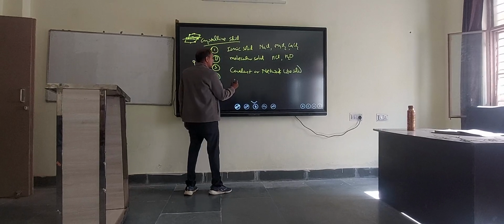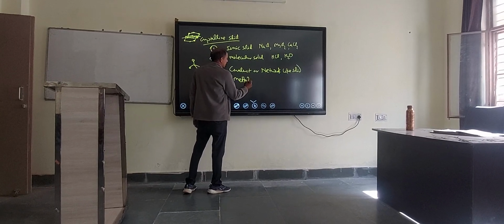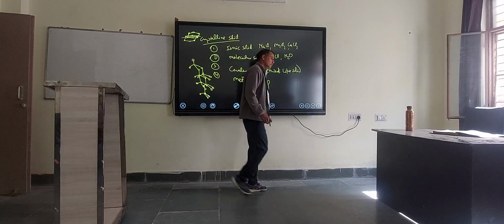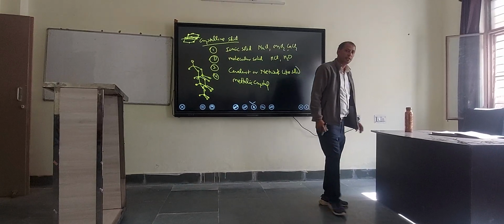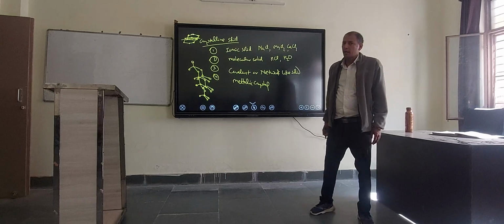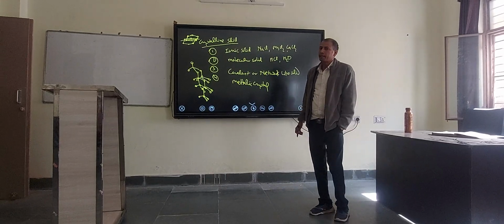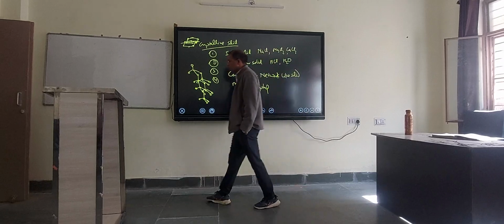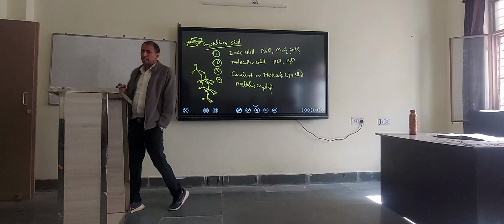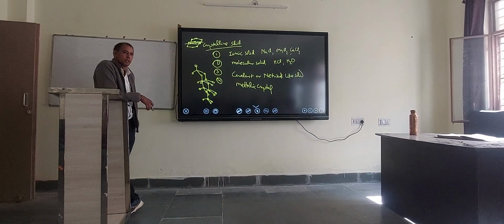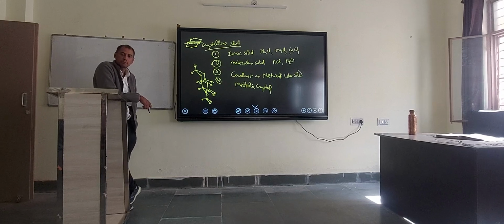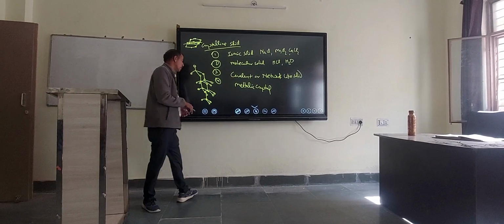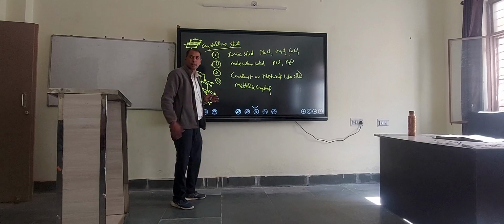And the fourth one is metallic crystal. Suppose Fe and any metal, aluminium, zinc, sodium, all these are metallic crystals, in which the metal is surrounded by an electron cloud. That is a metallic crystal. These are the types of crystalline solid.